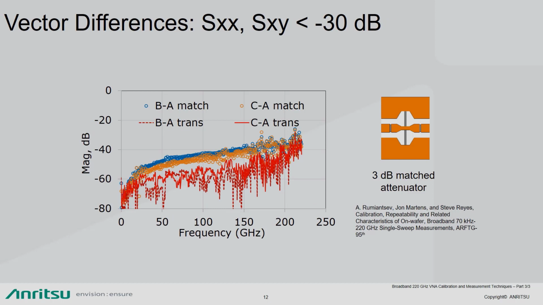And so these are the vector differences for S11, those are marked as match, and S21 marked as trans. We observed the maximal vector difference for traces B and C versus the first trace A is at minus 30 dB for both transmission and reflection parameters. The deep match conditions, the trace match where we measure very small quantities, represent the worst case.